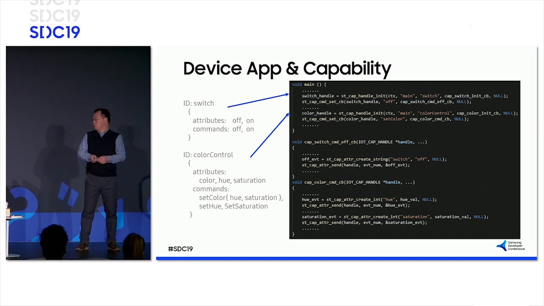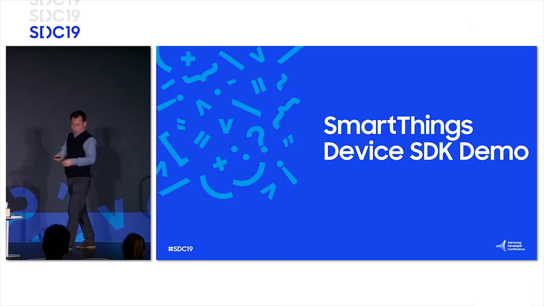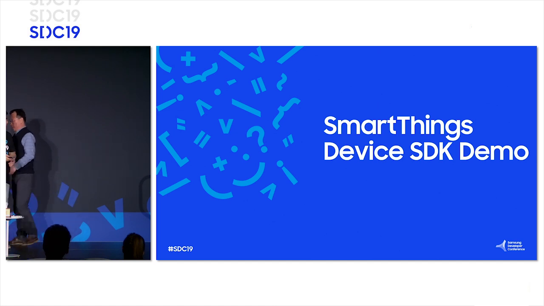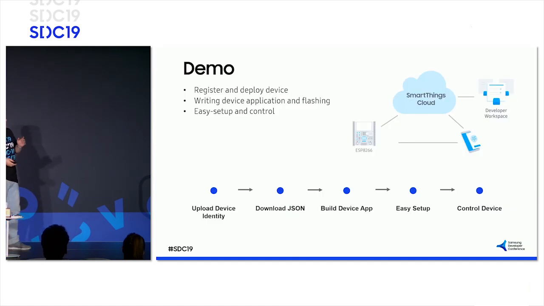All right, we will show you the demo. Hello. This demo consists of these steps: I will have a quick review of device developer workspace and uploading device identity, which consists of the serial number and public key, and download JSON file from the workspace, and build the device application. And we call it ED setup, which is registering the device to cloud and how to control it. Let me show you.